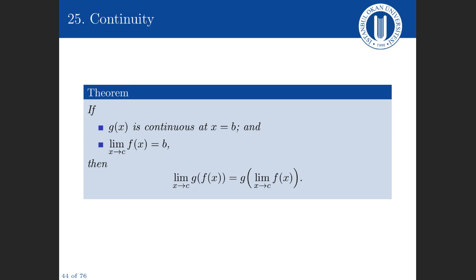Next theorem. If g is continuous at a point b, and if we know that the limit as x tends to c of f of x is equal to b, then if we try to calculate the limit of g of f of x, we can take the function g outside of the limit. Or to say this another way, limit and g, we can swap their places. So long as our functions are continuous, we can swap g and limit.